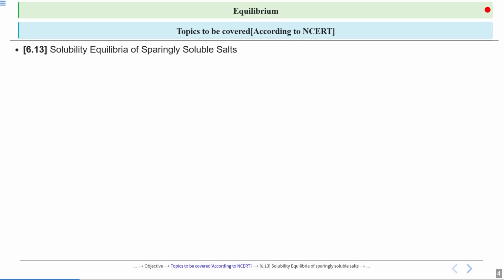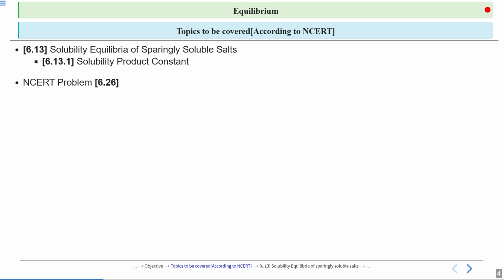Now, if I talk about the specific sections of the NCERT that we are going to cover, that will be 6.13, as already mentioned, whose name is solubility equilibria of sparingly soluble salts, in which we will cover 6.13.1, which is solubility product constant. After that, we will do NCERT problem 6.26 related to this same topic.